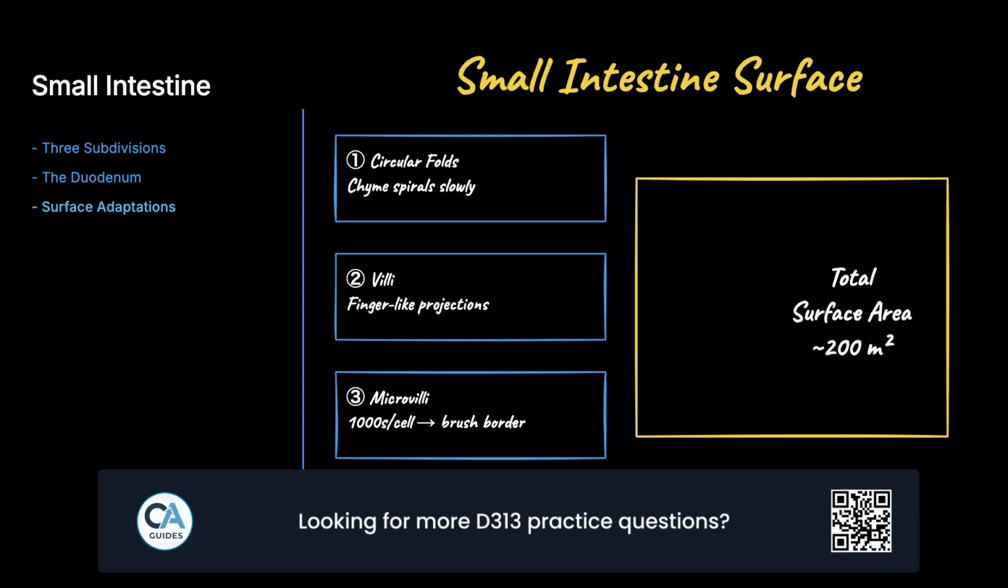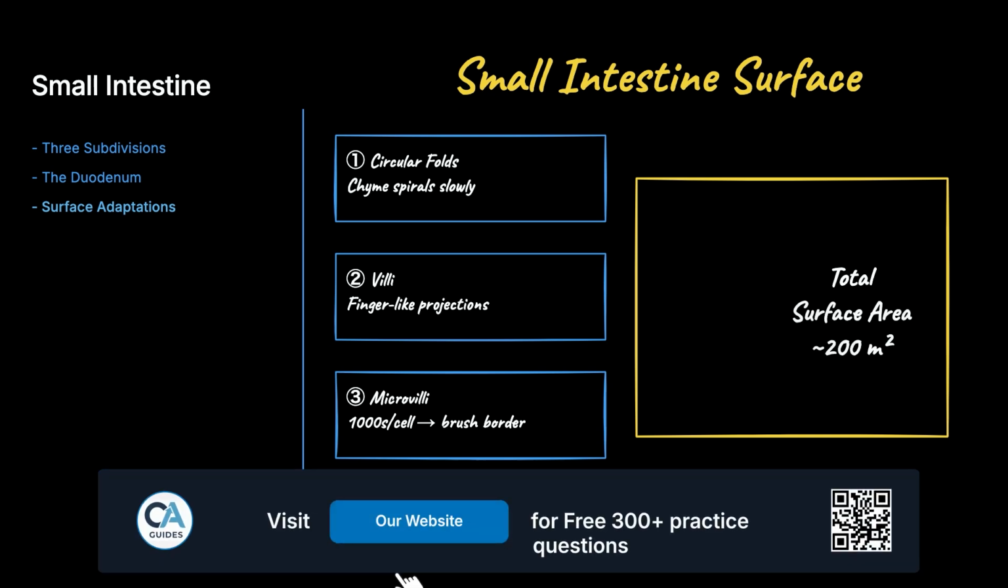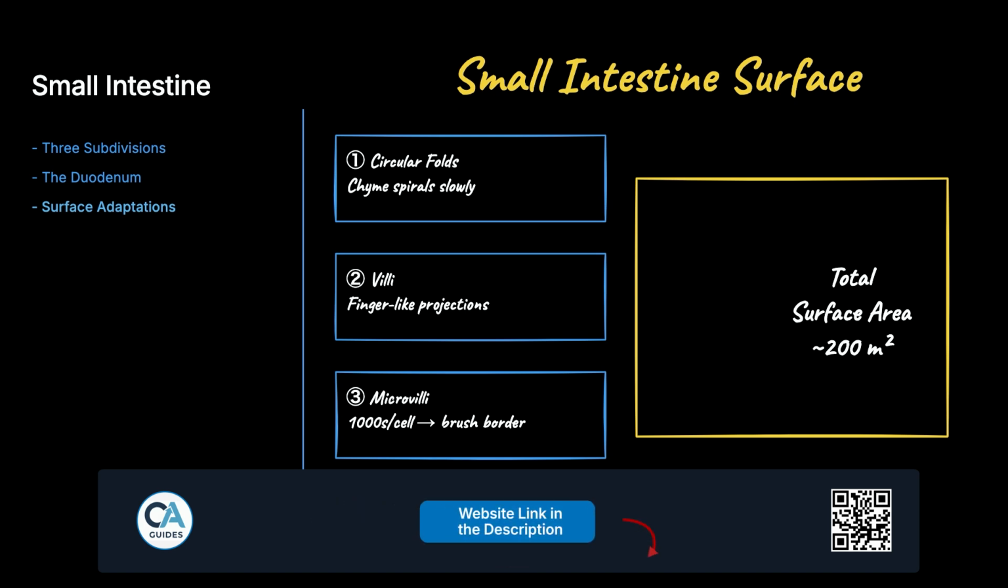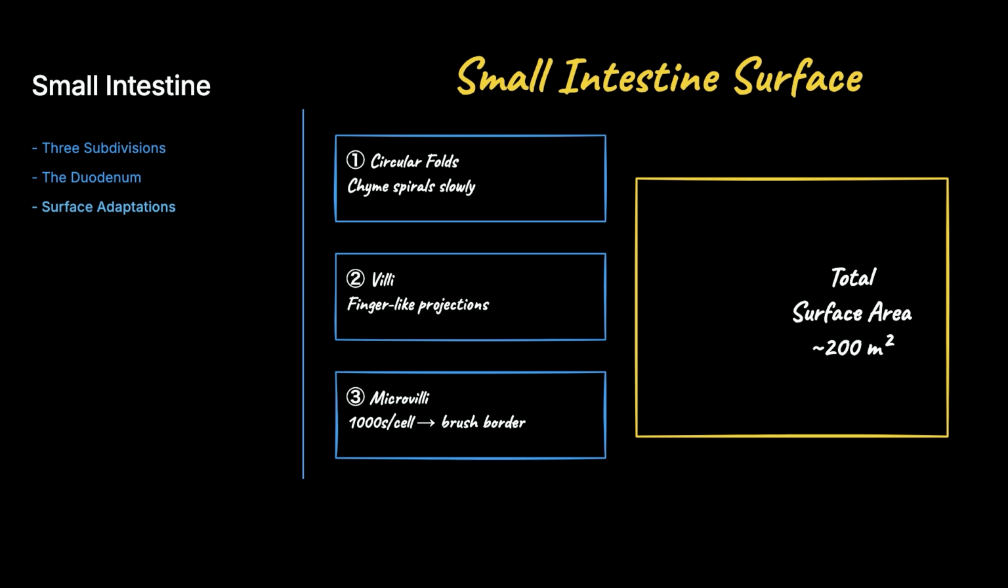First, large circular folds make chyme spiral slowly through. Second, finger-like projections called villi cover them. Third, each villus cell has thousands of microscopic microvilli forming a brush border. Together, these give a surface area near 200 square meters.